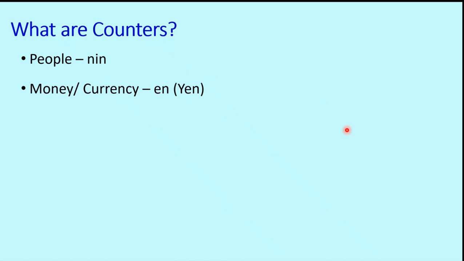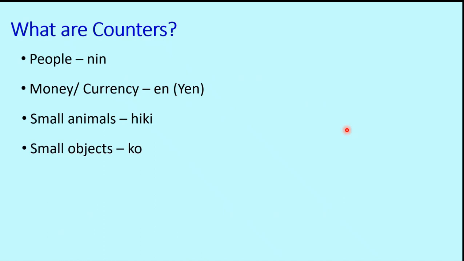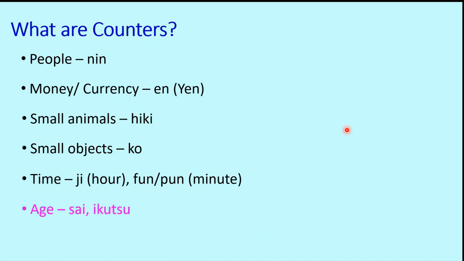Now look at few counters of Japanese. People is expressed as nin, money or currency is expressed as en, or to the foreign world it is yen. Small animals hiki, small objects are referred to as ko, time in ji for hour and fun or pun for minute. And similarly for age we have sai and ikatsu, sai. So basically the counters tell us how many or how much of a thing.